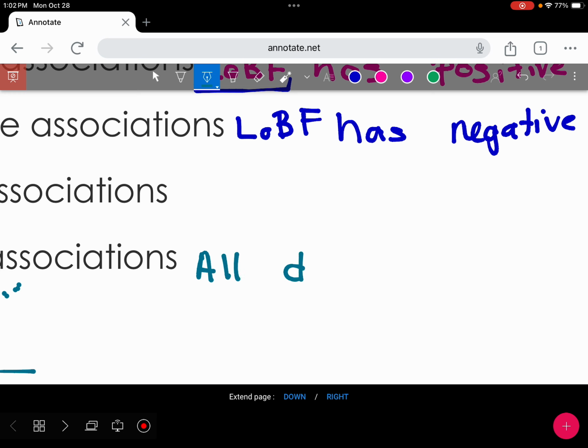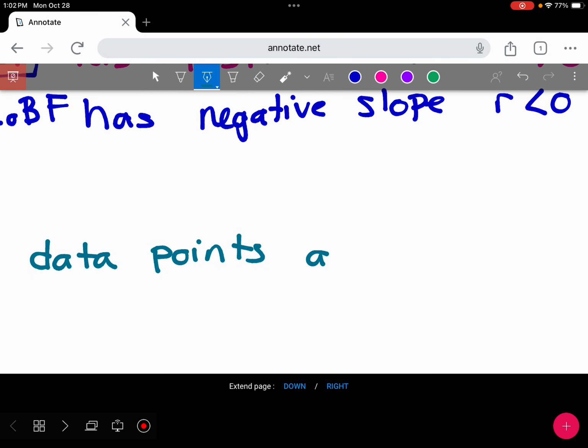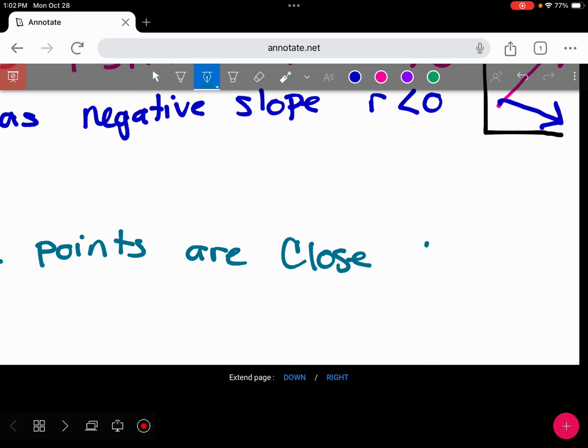All data points are close to the line of best fit. Told you I was going to use line of best fit a bunch of times. So there's not any specific number that we can look at and say, hey, this is where it becomes a strong association versus not a strong association. There's not a cutoff point. It's relative. But with a strong association, I can really see where that line is going to be.